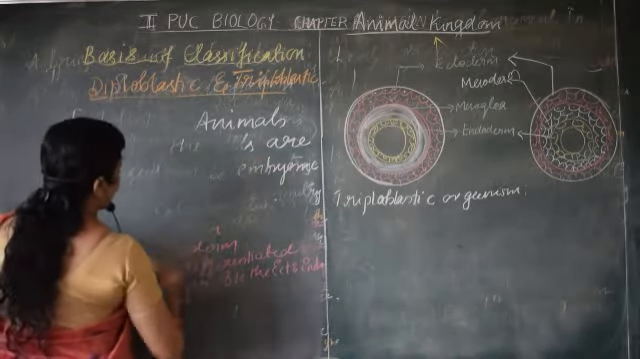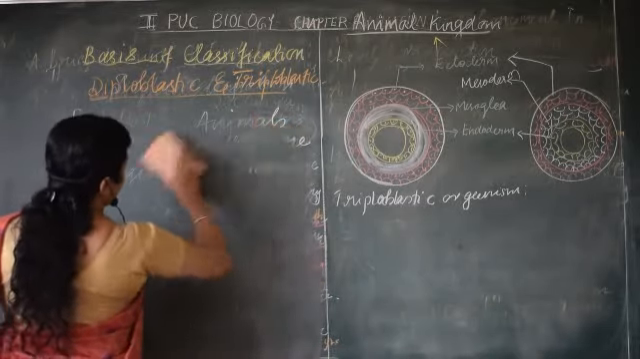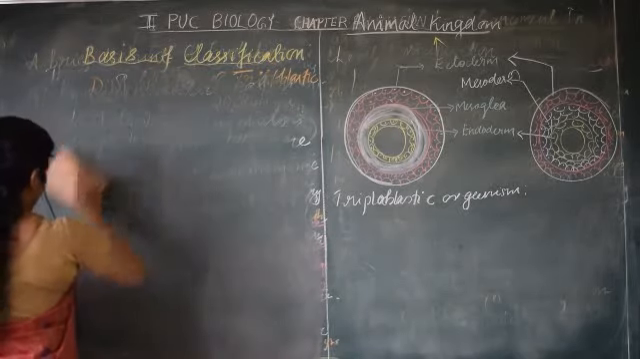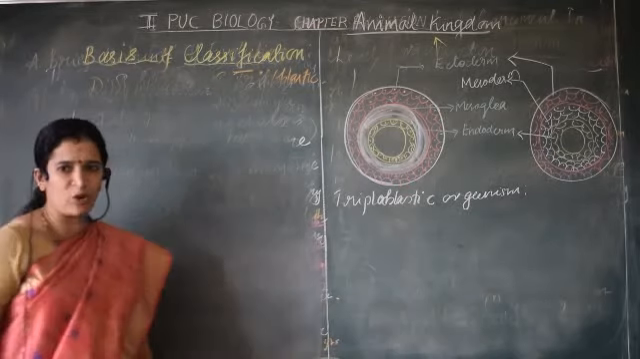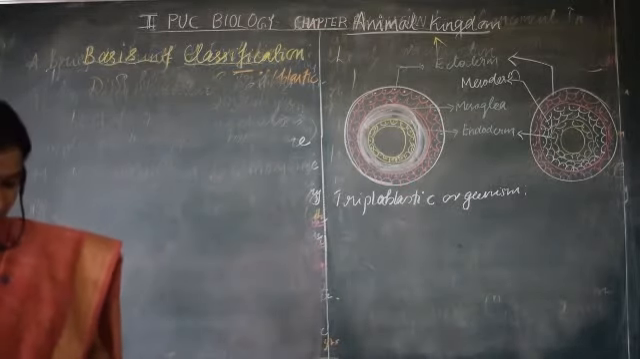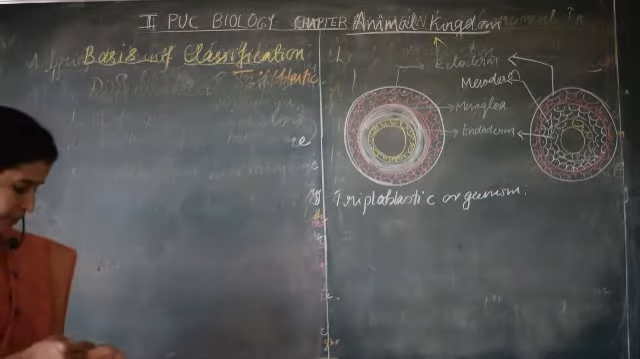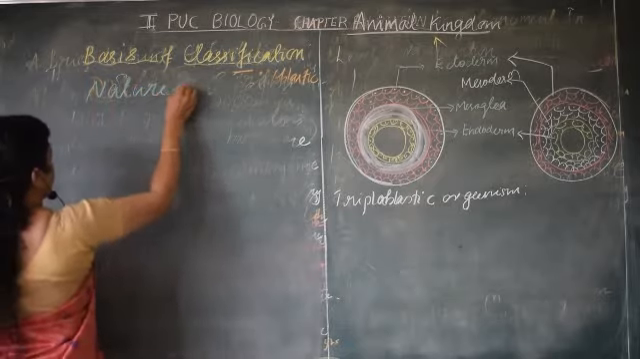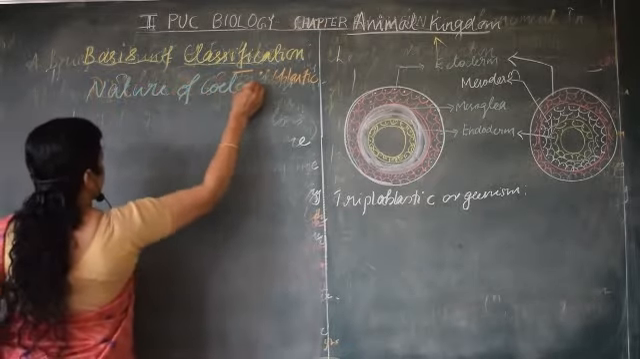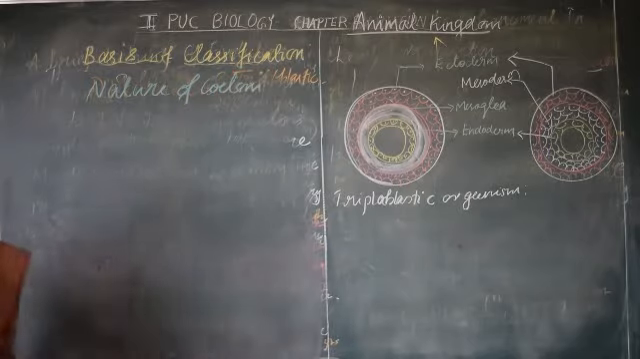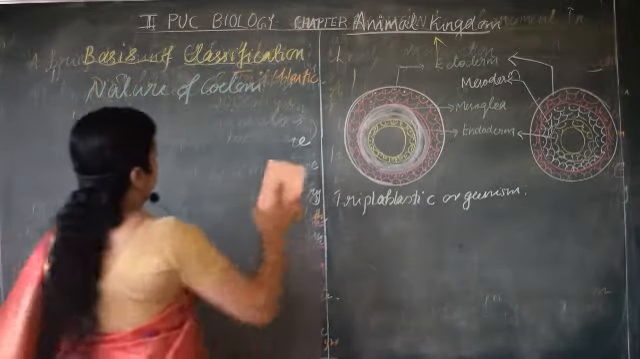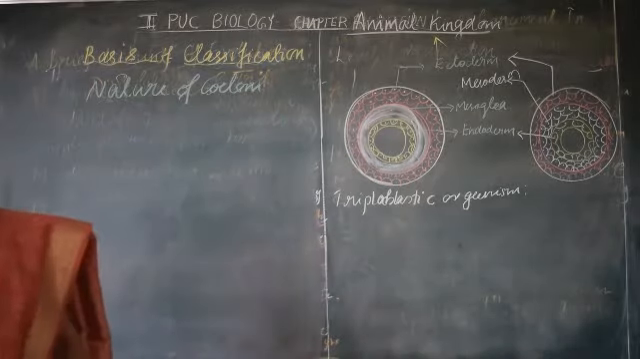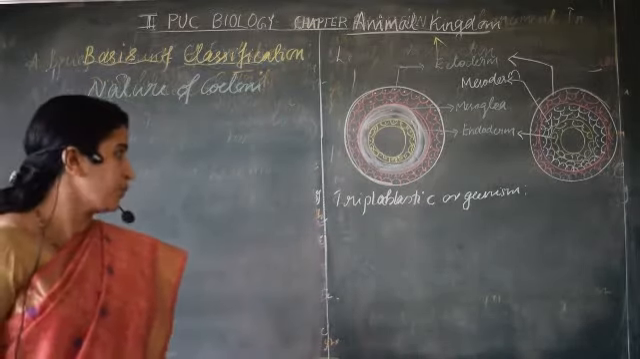Next is about the coelom, the body cavity. Whether the body cavity is present or not, based on that the animals are categorized. Nature of coelom is the 3rd criterion for the classification of animals. Coelom is a body cavity, the body cavity between the body wall and the gut wall.